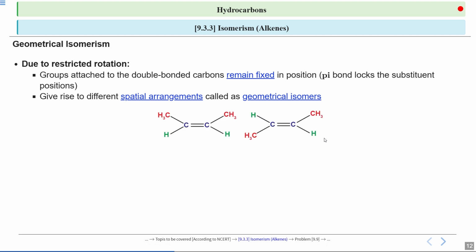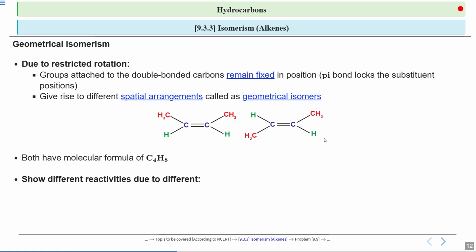Now, we have an image that illustrates geometrical isomerism. Take a moment to observe the different arrangement of the groups around the double bond. Both have the same molecular formula, which is C4H8. Despite having the same formula, their spatial arrangement is different, which makes them distinct isomers. Now, they will also show different reactivities due to different connectivity.